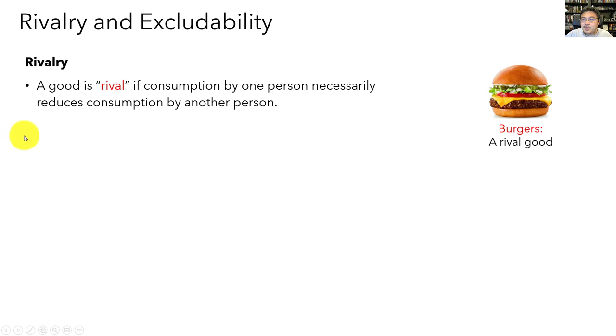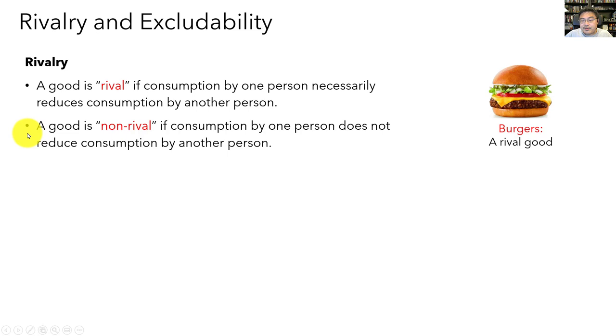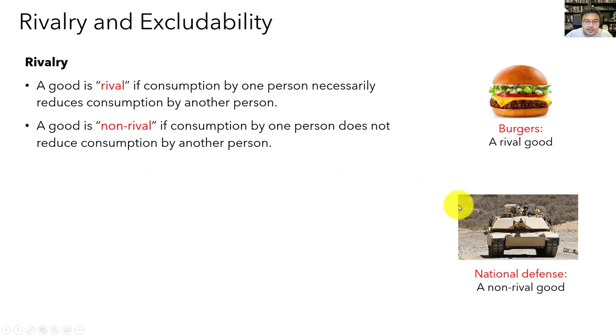A good is said to be non-rival if consumption by one person does not reduce the consumption of any other person. So national defense is an example of a non-rival good. So when the military protects our country from invasion, it does so for everyone, right? And so Jack's enjoyment of military protection does not reduce the amount by which Jill is also protected, and so national defense is non-rival. And now let's talk about excludability.